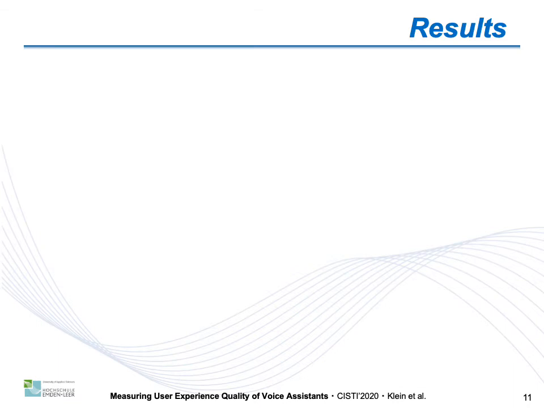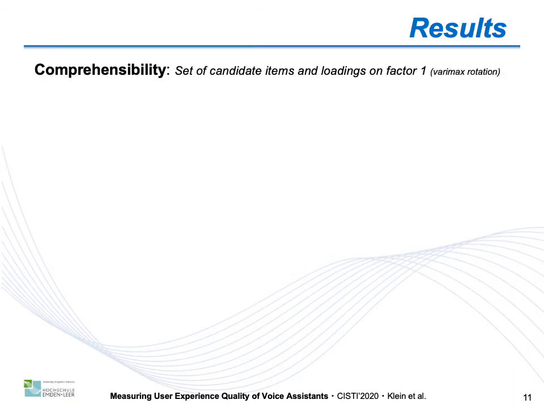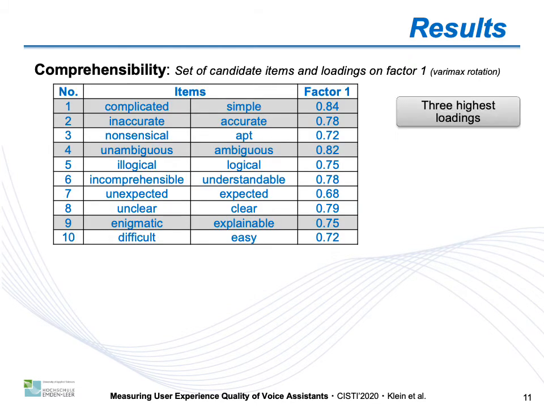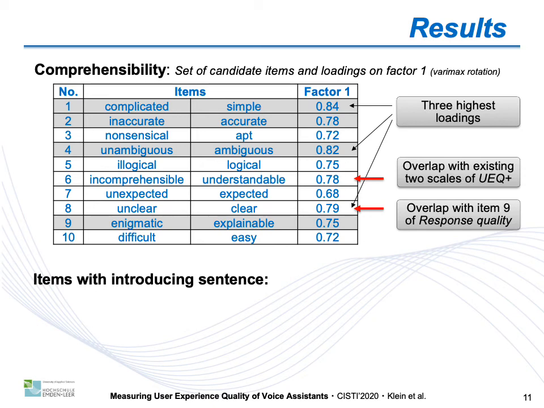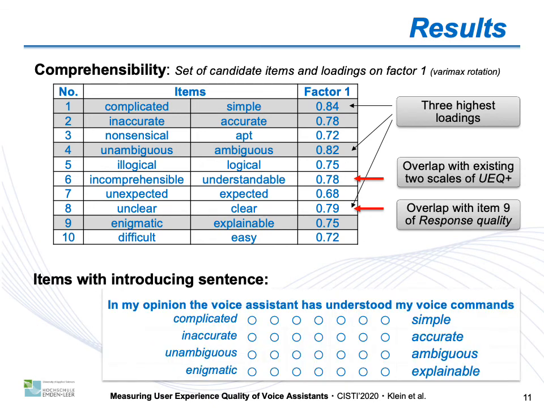Okay, and last, comprehensibility. The 3 highest loadings on factor 1 are items 1, 4, and 8. Item 8 falls out because it already loads on factor 3, as does item 9. Items 2 and 6 with identical value move up, but they overlap with the existing UEQ Plus scales. So the final decision is as follows: items 1, 2, 4, and 9 with introductory sentence. In my opinion, the voice assistant has understood my voice commands: complicated, simple, inaccurate, accurate, and so on.